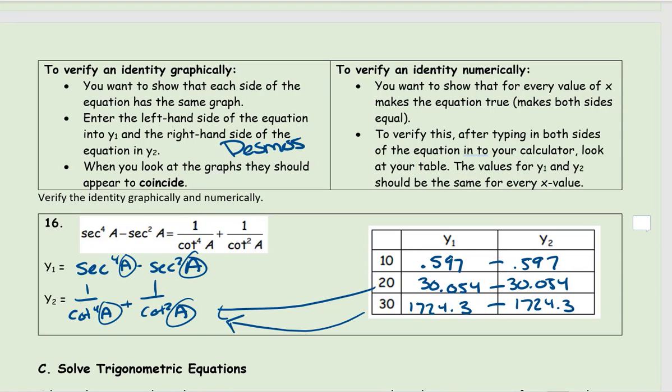Okay, this is a great way to verify things if you are unsure if they're actually equal. But most of the time you will be verifying algebraically.